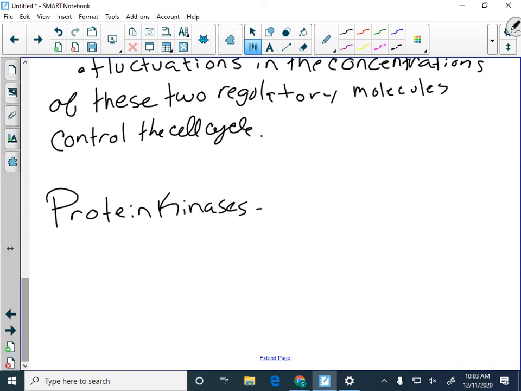A protein kinase is an enzyme that will activate or inactivate other proteins by phosphorylating them. Protein kinases are enzymes that activate or inactivate proteins by phosphorylating them.